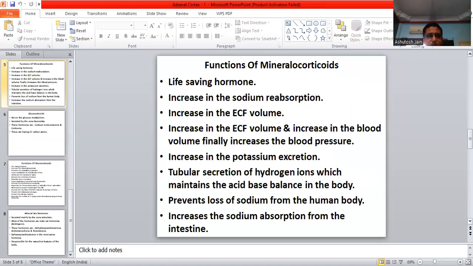Functions of the mineralocorticoids. These are very important. Please go through them very carefully. These are life-saving hormones: increase in the sodium reabsorption, increase in the ECF volume, increase in the blood volume, and finally increase in the blood pressure. Increase in the potassium excretion, tubular secretion of hydrogen ions, which maintains the acid-base balance in the body, prevents loss of sodium from the human body, and increases the sodium absorption from the human intestine.